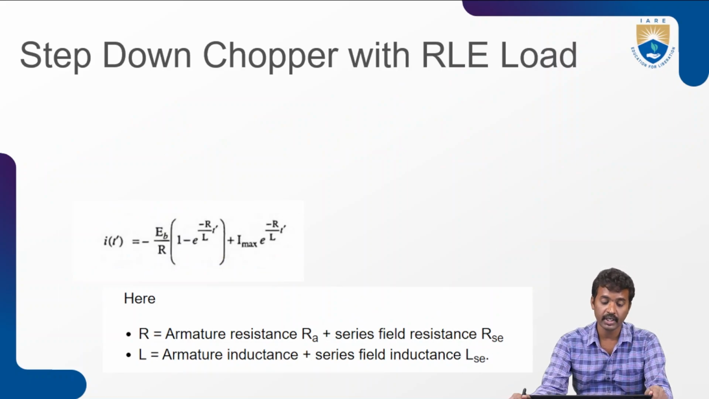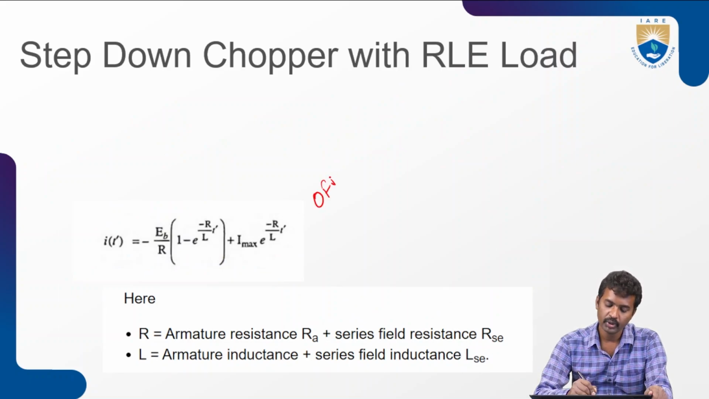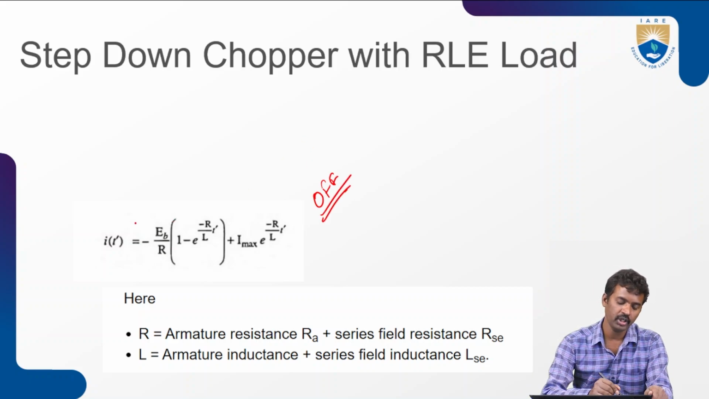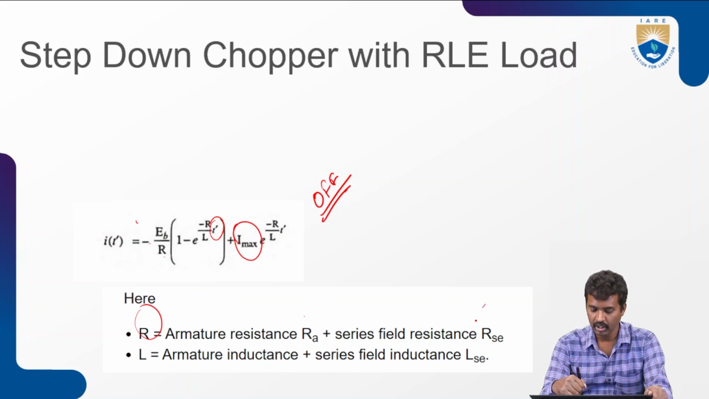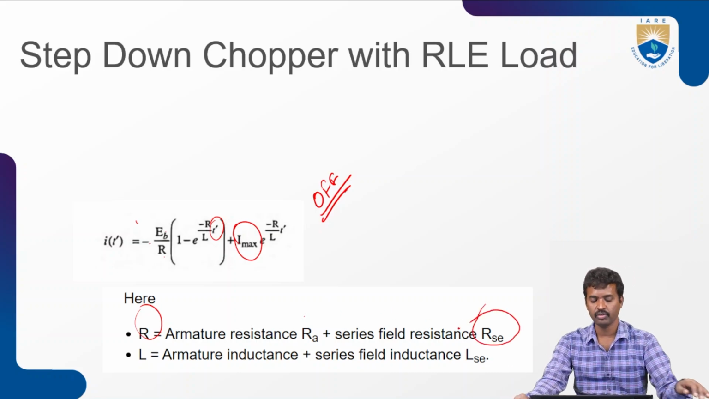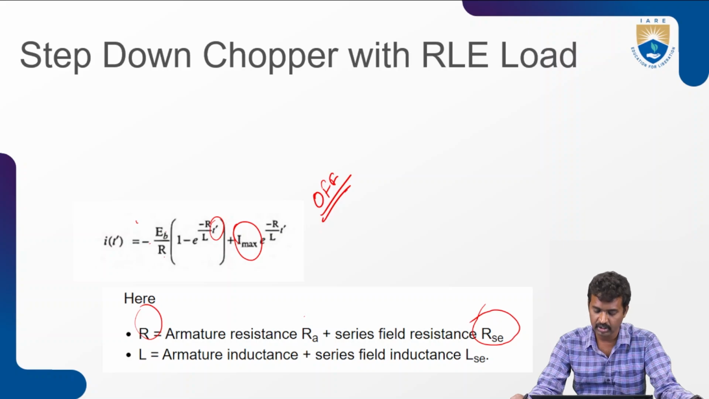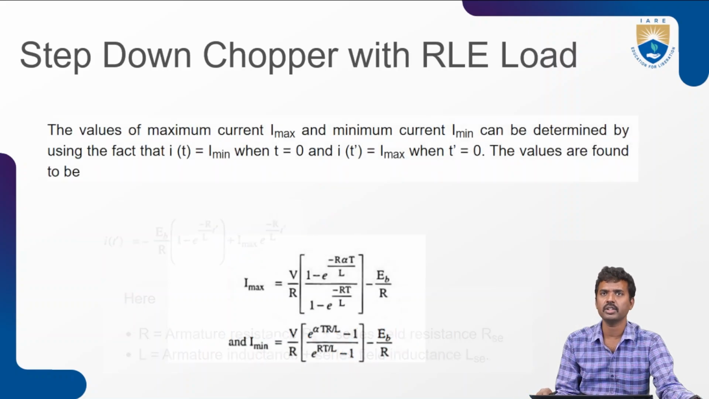I dash equals, the second case, is for the during-off condition. So I dash equals, there is no V, so V equals 0, minus EB by R, 1 minus E power minus R by L into T dash. That is the turn-off time. It is I maximum, not I minimum. Here R is the armature resistance and R series is the series field resistance, L is the armature inductance and L series is the series field inductance.